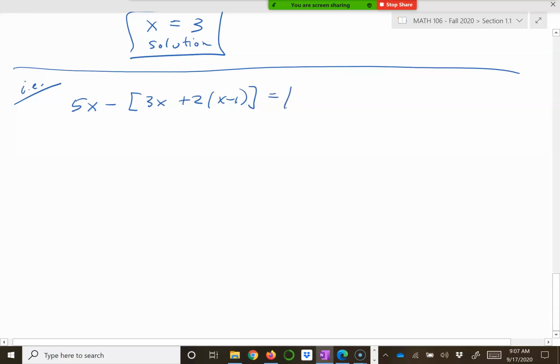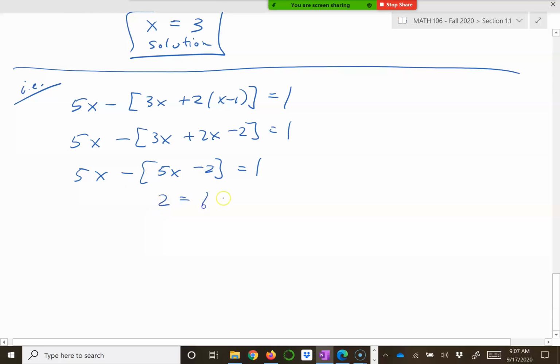So we know what we have to do. So let's go ahead and solve it. So we get 5x minus 3x plus 2x minus 2. So 5x minus 2 plus 1. So look what happens. You got 5x minus 5x, so that goes away, and then it's distributing a negative 1 and negative 2. So you end up getting 2 equals 1. Well, we know that's not true.